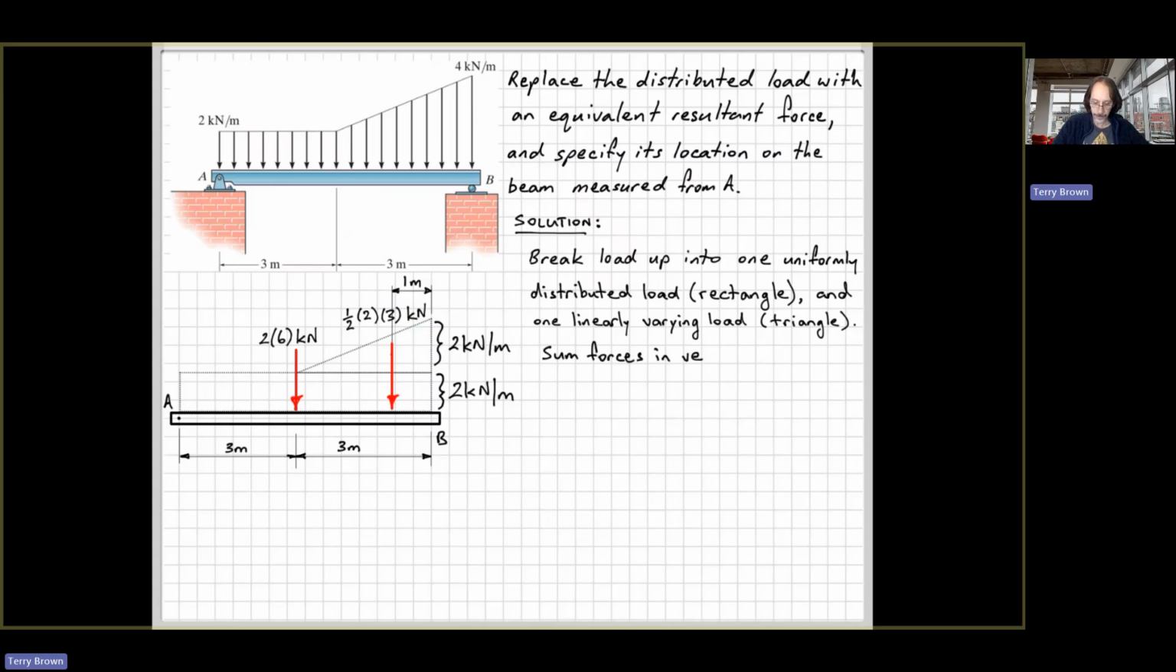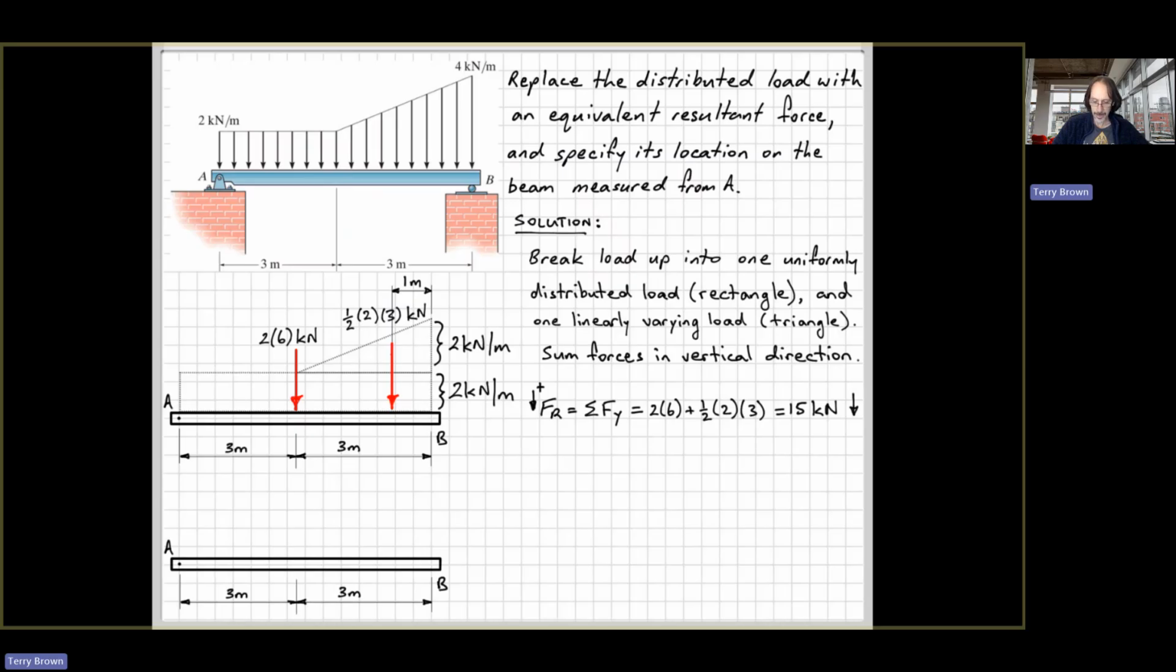So we can put that into an equation. So the resultant force is just the sum of all of the forces, assuming downwards as positive in this case. So we have 2 times 6, which we discussed, and a half times 2 times 3 gives us a total resultant force of 15 kilonewtons. All right, so now we have done that, we can redraw our beam and place our equivalent single force, but now we need to position it along the beam somewhere.